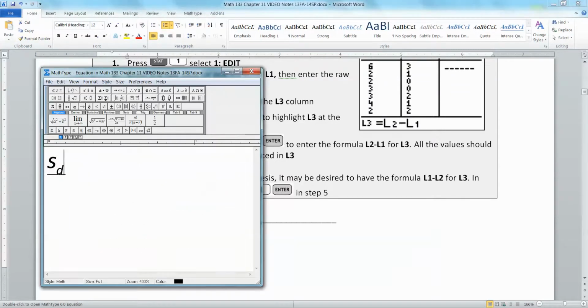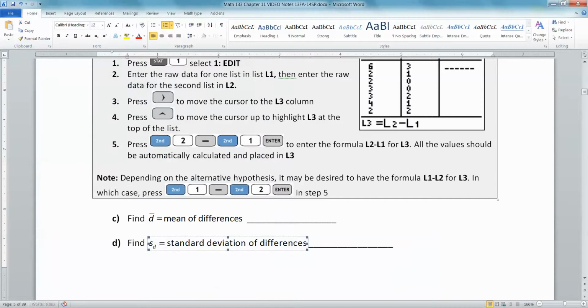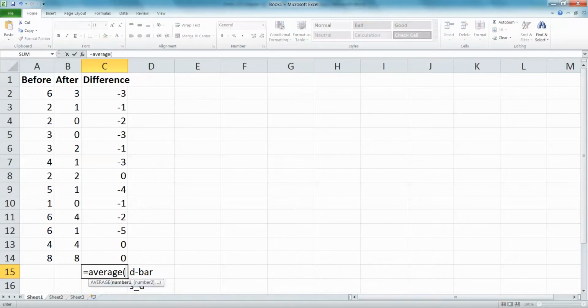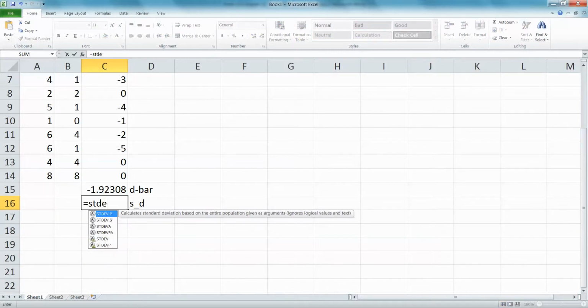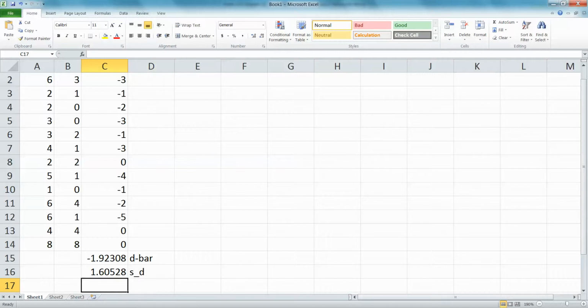And then this one is the standard deviation of differences. That's what you're finding. Now, we've known how to find those values for quite some time. So if you're with Excel, you would just type, so let me type it down here, mean and S. Or if you like D bar and S sub D, right? So that's what these are. So D bar is equal to the average of these data, and SD would be equal to standard deviation dot S, because this is a sample of these data. And there we go. So there are the two values right there.